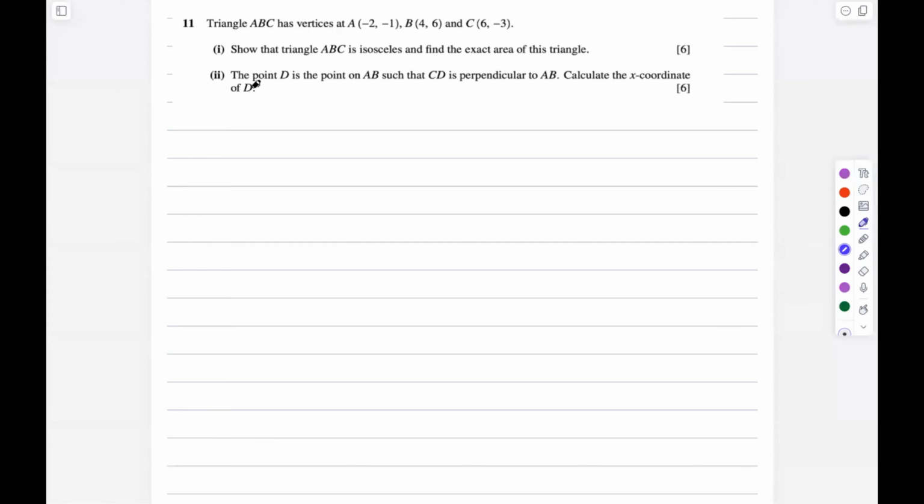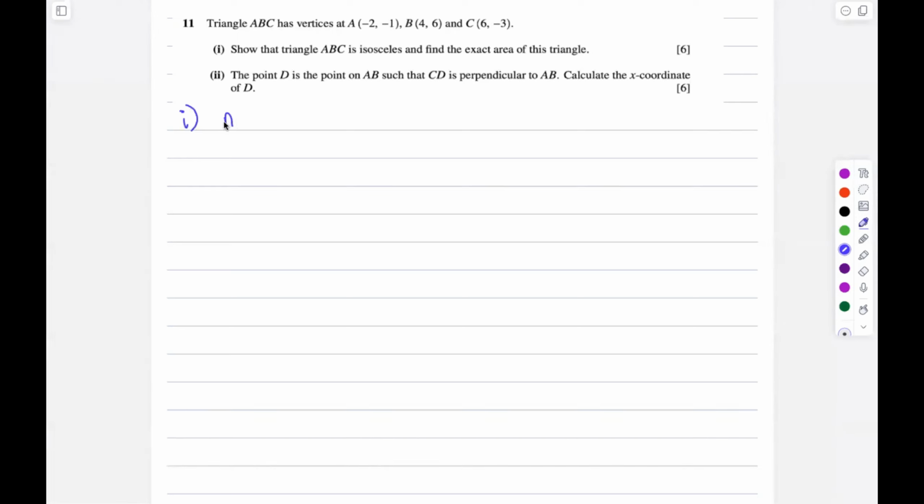In question 11, triangle ABC has vertices at A (-2, -1), B (4, 6), and C (6, -3). In part 1, we have to show that triangle ABC is isosceles and find the exact area of the triangle. Now, if a triangle is isosceles, it means two of the lengths are equal. So first we can find the length of AB.